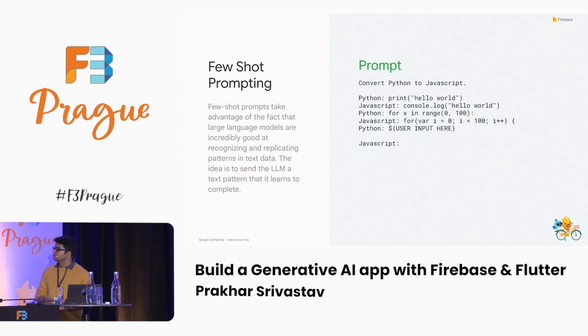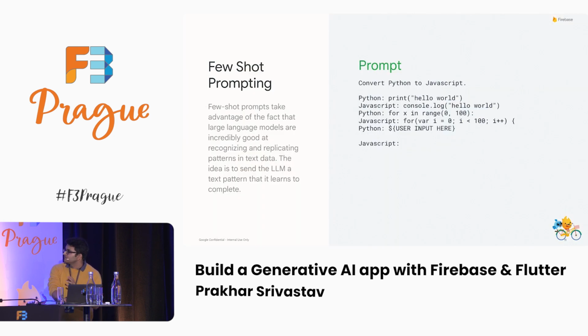The other way is few-shot prompting. Few-shot prompting is where we take advantage of the fact that large language models are incredibly good at recognizing and replicating patterns in text data, right? The idea is to send the LLM a text pattern, and it learns to complete the code. For example, here we are saying you can convert Python to JavaScript, right? We gave it a few examples: Python code hello world, JavaScript hello world, for loop in Python, for loop in JavaScript. And if the user gives some Python code, the LLM would complete the JavaScript code. Here you can see we've given it two examples, which is the few-shot prompting, and in practice it will behave better than zero-shot prompting.